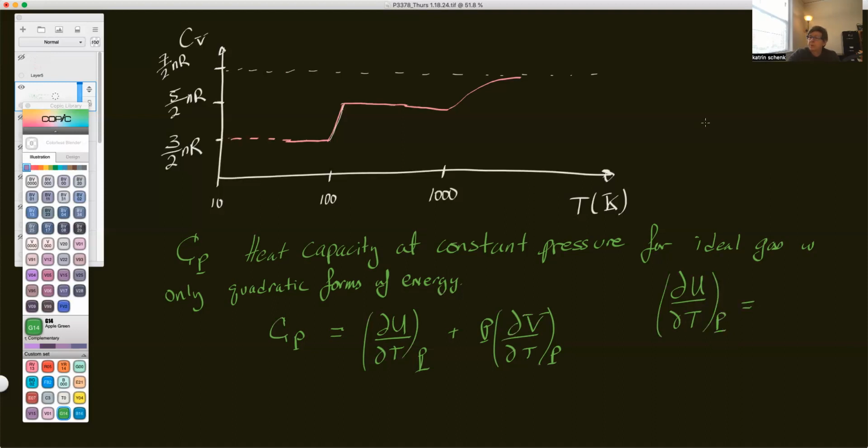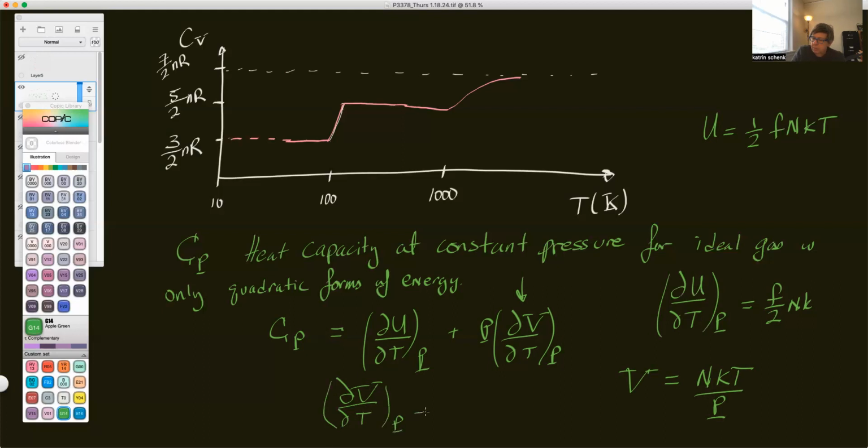Because U is 1/2 F N K T, or if you want it in terms of little n and R, but we'll keep it in NK. So the partial U, partial T, of course, is just F over 2 times NK. That's easy. But then we got this guy. Well, I already know what volume is for an ideal gas. From PV equals nRT, I get V equals NKT over P.